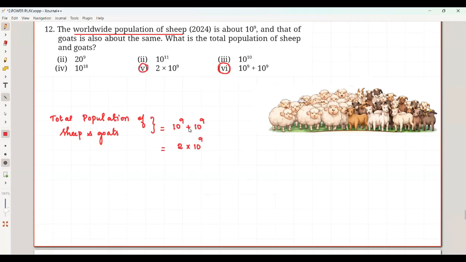Here this is not multiplication. If it were 10 power 9 into 10 power 9, what would you have to do? Keep the same base and add the powers. That is different. Here this is not multiplication, so don't go and pick the fourth answer. That is wrong. While adding, 10 power 9 plus 10 power 9 means 2 times 10 power 9.